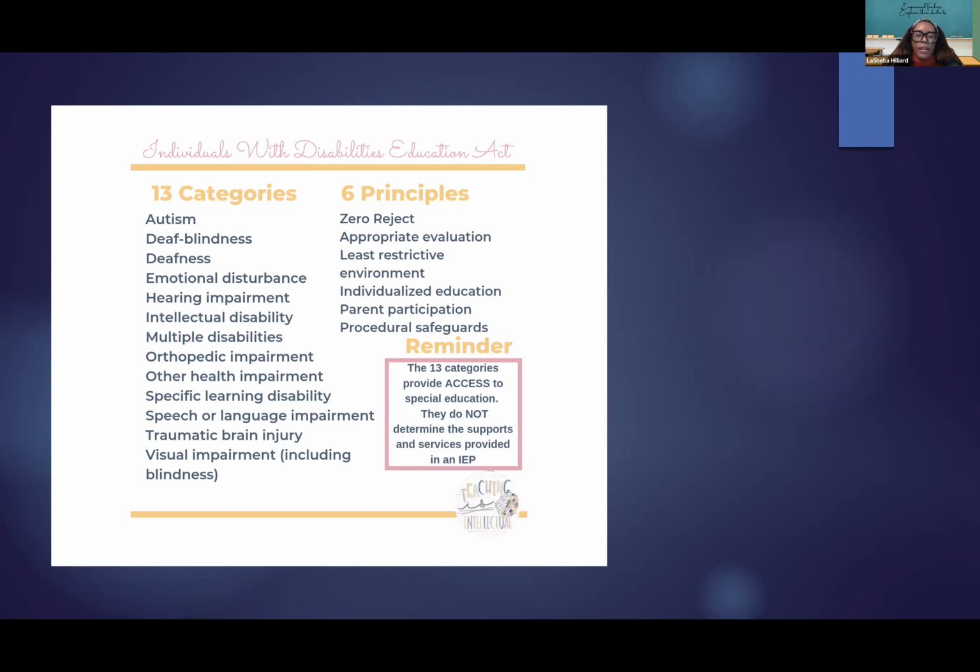And then just a reminder that the 13 categories provide access to special education. They do not determine the support and services provided in the IEP. The IEP team provides the support and services. They determine what this child needs. Remember, it is individualized.